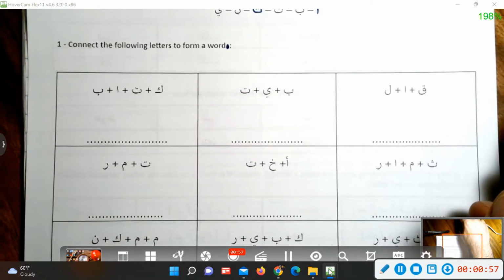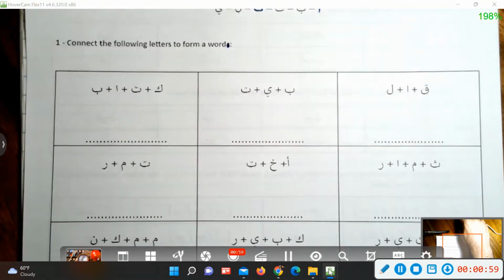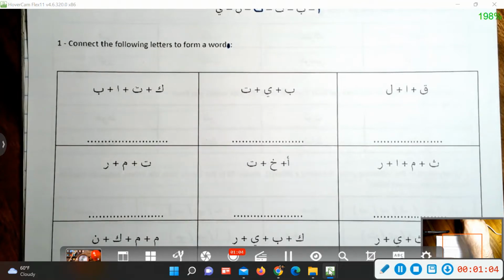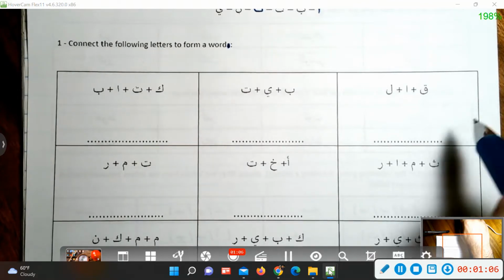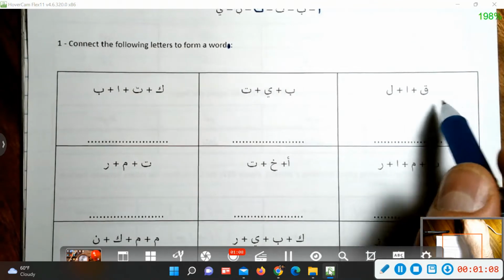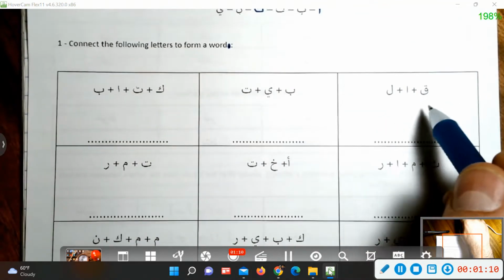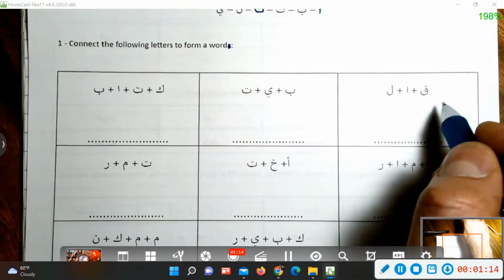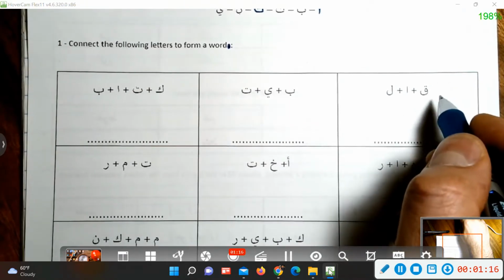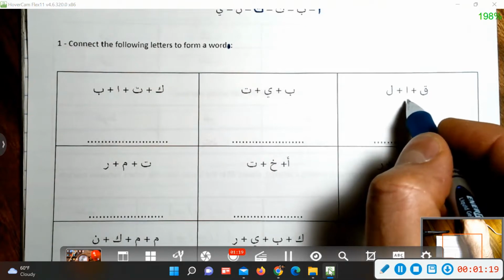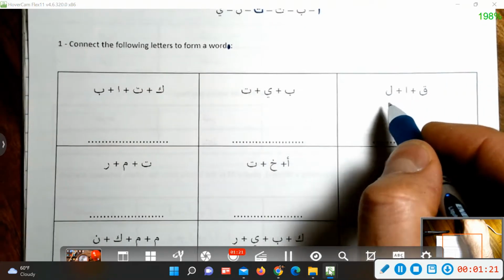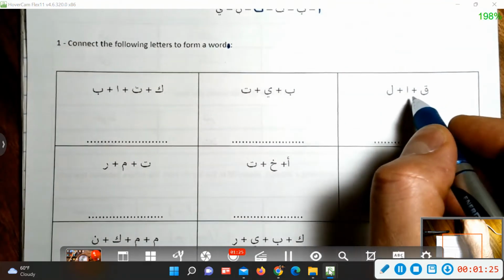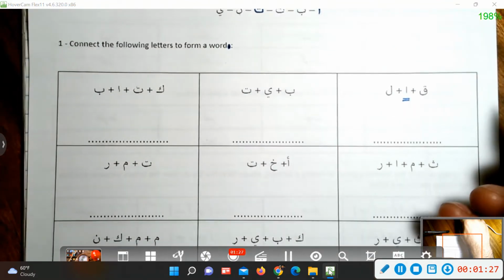So we have here 15 words represented to us as separate letters, and we need to connect them correctly. So the first group of letters are qaf, alif mad, lam. Now, why did we say alif mad?